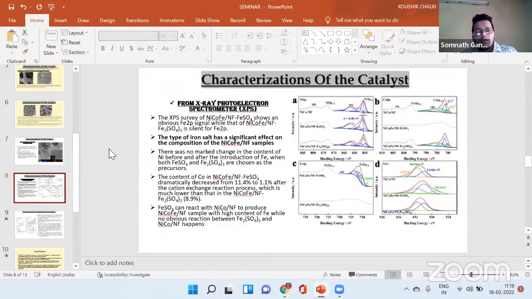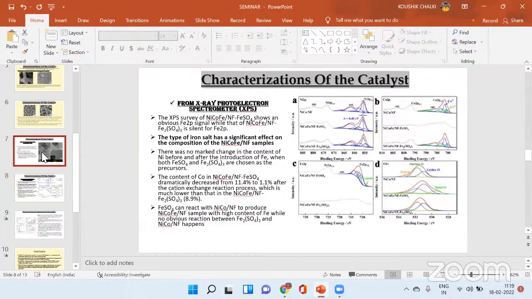There is another question in the chat box. I can read it out for you, Kaushik. It's: why are they low crystalline structures? Okay, why are they low crystalline structures?